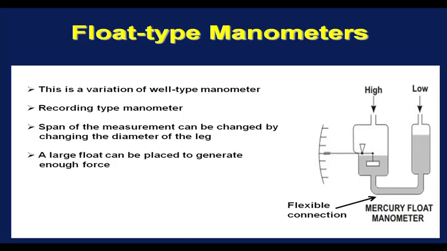It is also easy to change the span of the measurement by changing the diameter of this leg. So, this is frequently called range tube. Since these two are connected by a flexible connection, if I change the diameter of this leg, the span of the instrument can be easily changed. So, this is essentially a variation of well type manometer where we place a float in the well.